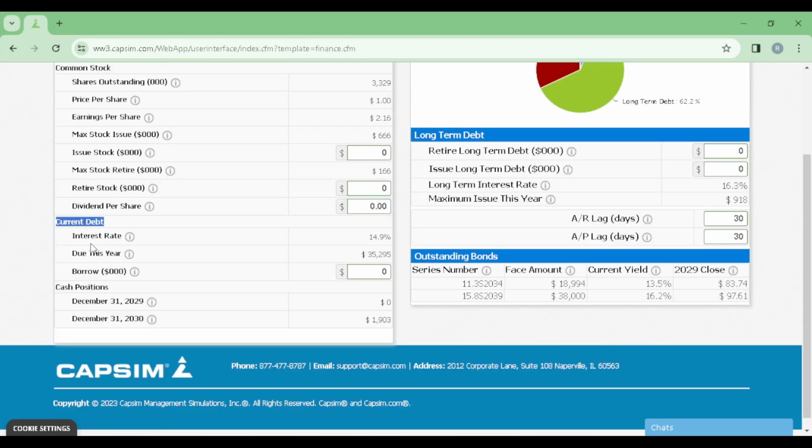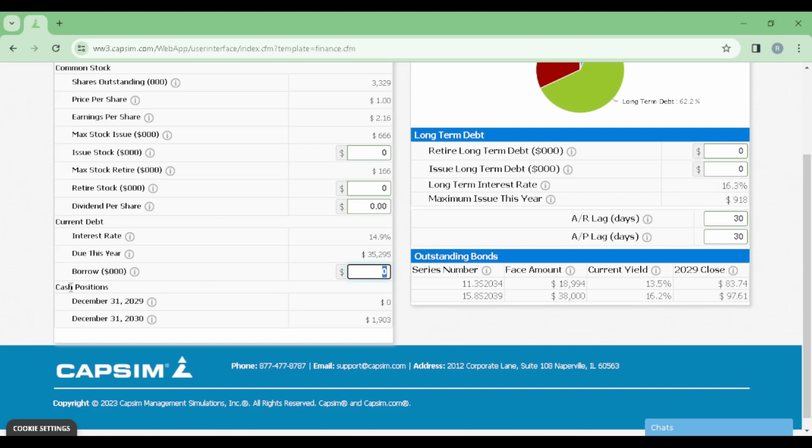Current debt is where we finance our company from. Maybe you can take a loan to finance our company, or you can repay a loan. At the moment, the interest rate for the current debt is 14.9%, and you can see the amount that's due this year is 35,285,000. Also, you are allowed to borrow any amount that you want here.